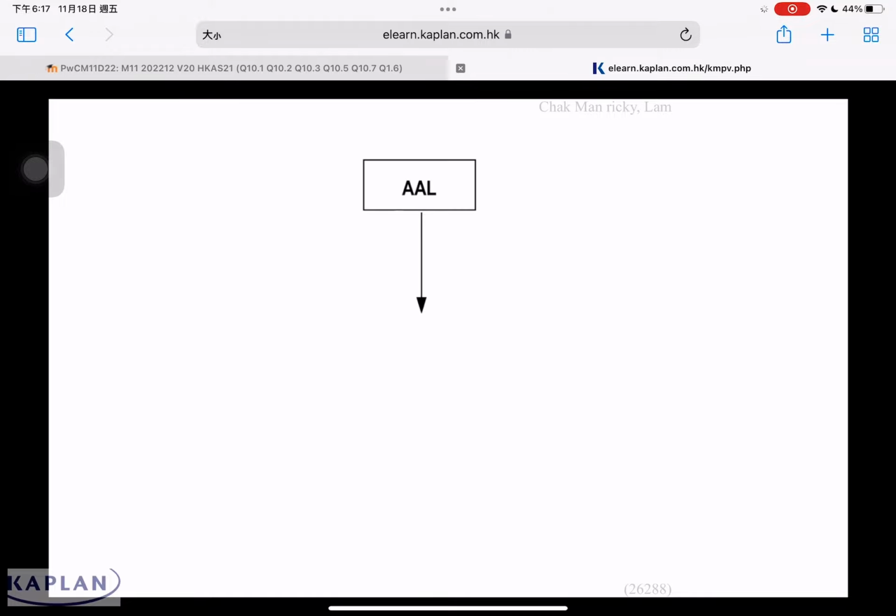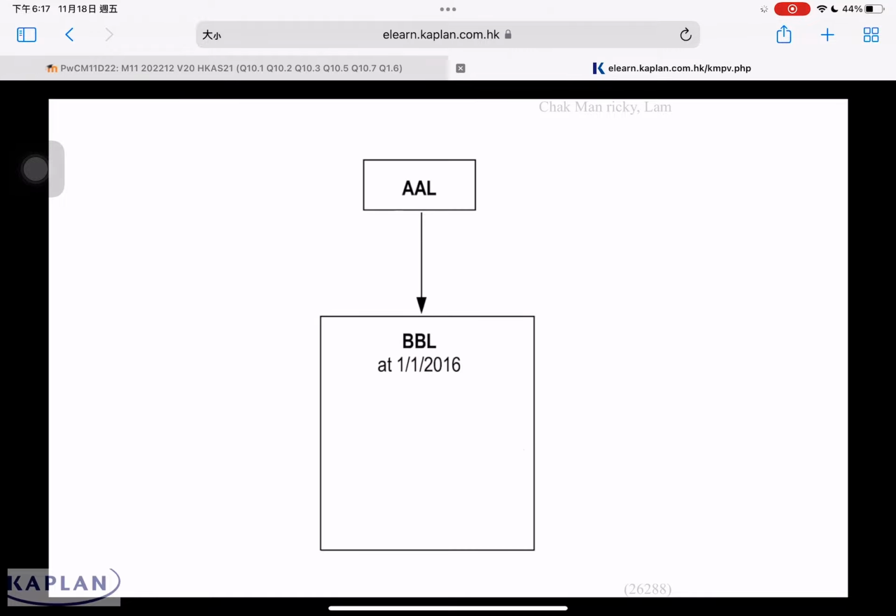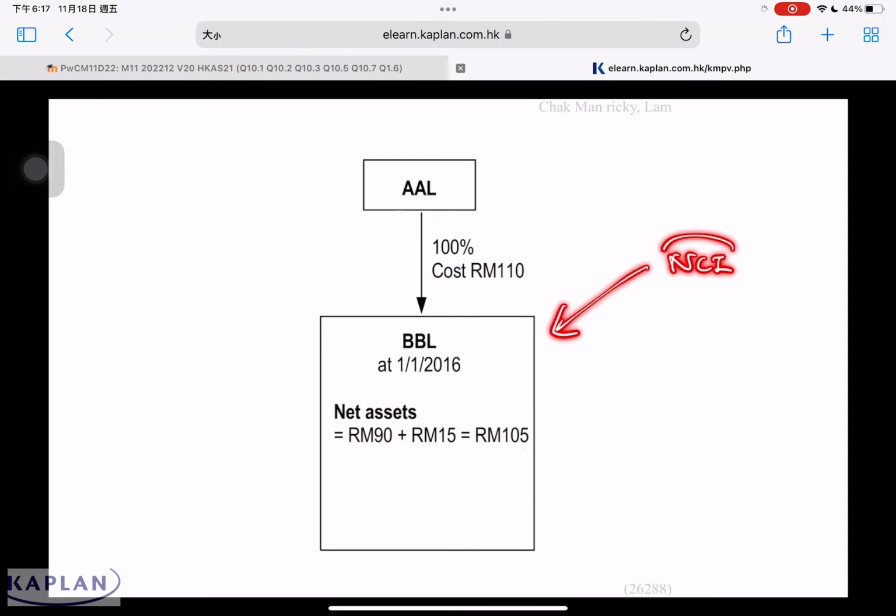AAL, investment in BBL. At 1st Jan 2016, the net assets is ringgit 90. We have to increase this by 15 because of the plant assets. As a result, it equals 105. Parent owns 100% at the cost of ringgit 110. In this case, there's no NCI. Take the 110 minus 105, so there's a goodwill of 5 ringgit.